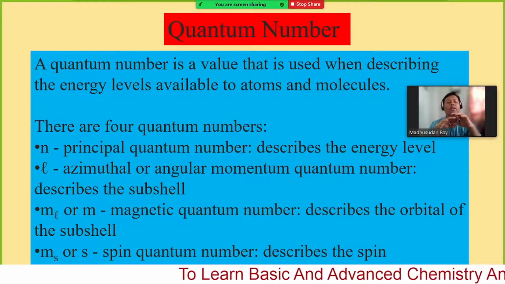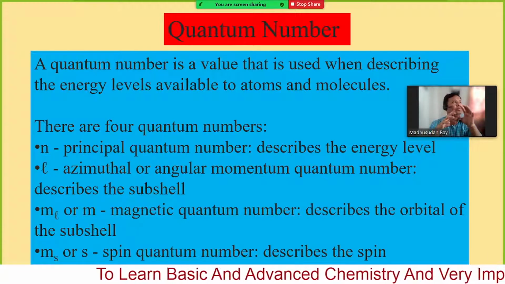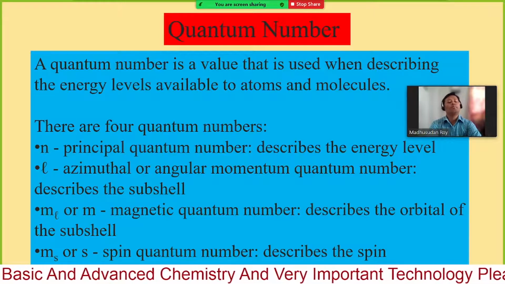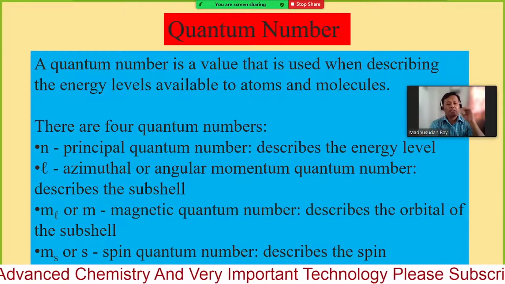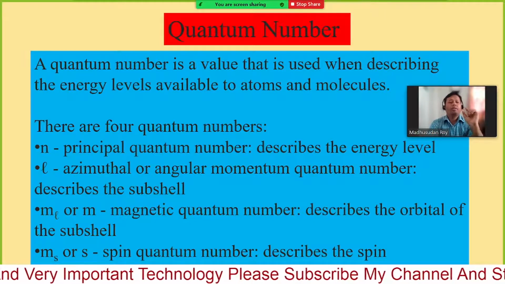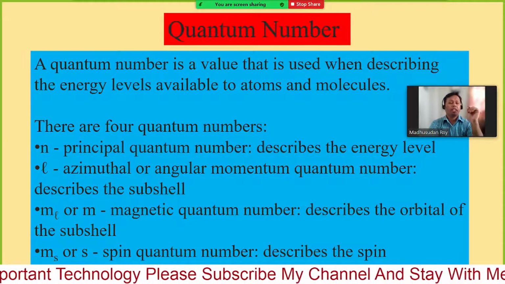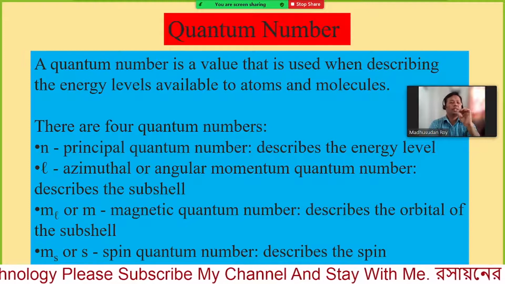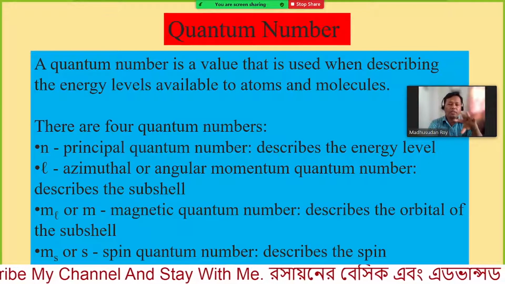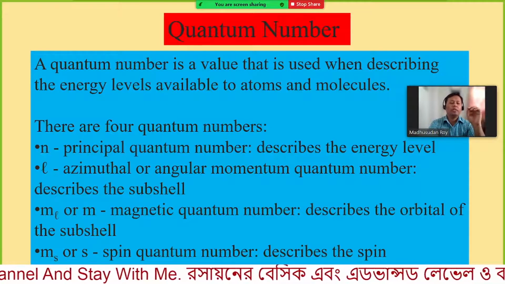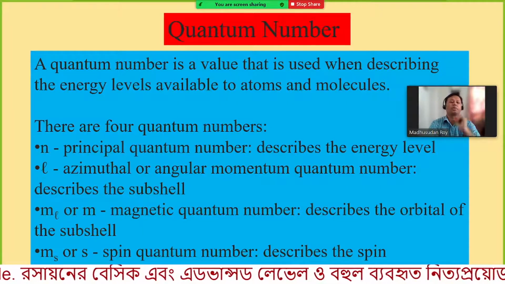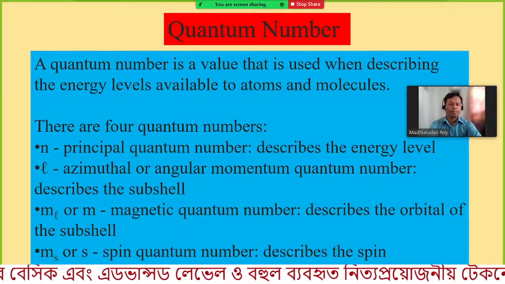So the magnetic quantum number or spin quantum number, whatever, is just a number or notation that, if we use it, then we can easily describe the position of that electron using certain numbers. That number is known as the quantum number.